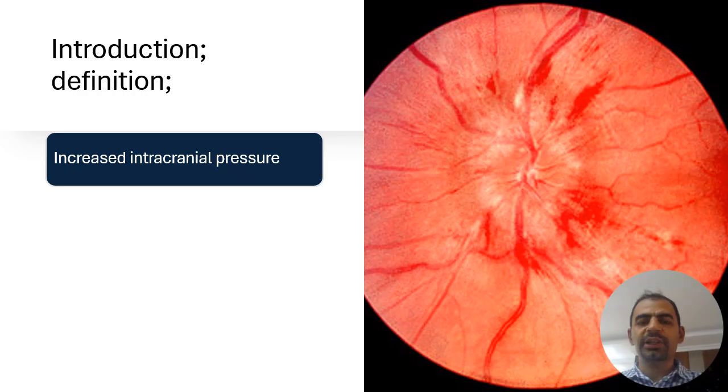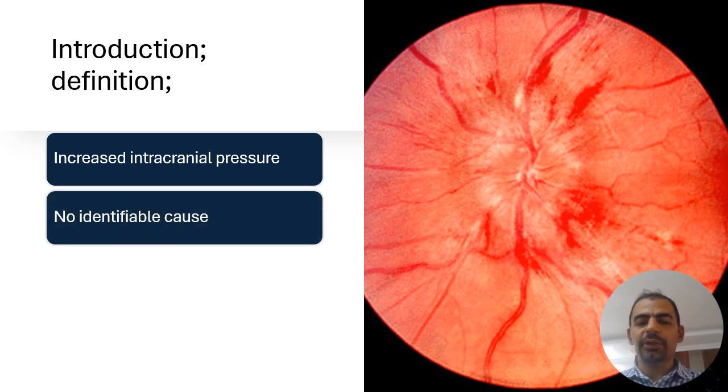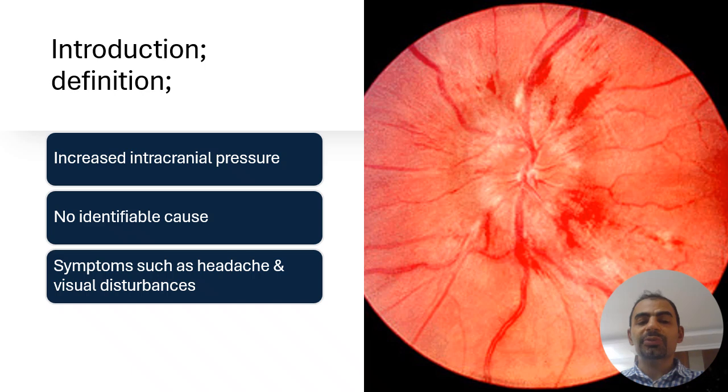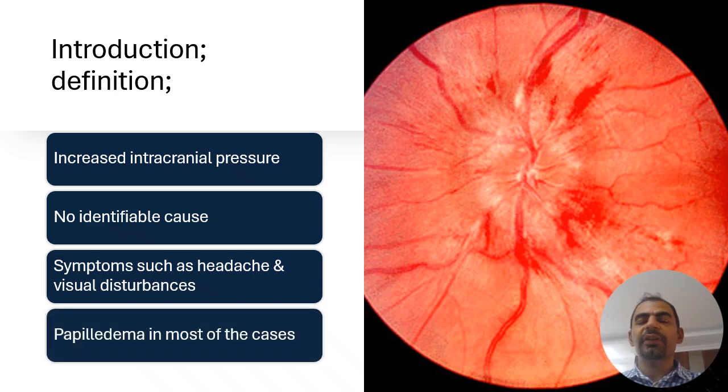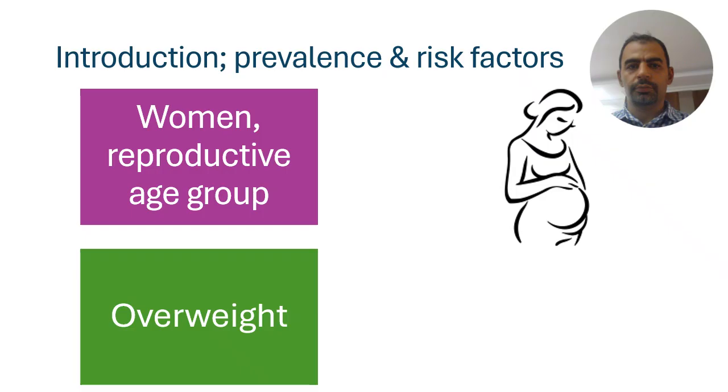So first of all, let's agree on the definition of idiopathic intracranial hypertension, which means increased intracranial pressure with no identifiable causes. As the name implies, it's idiopathic. There are symptoms of raised intracranial pressure like headaches and visual disturbances, and there are some signs. Papilledema is the most important one of them.